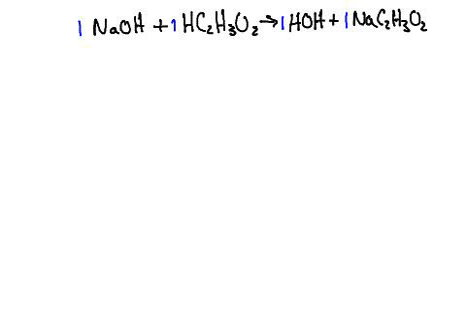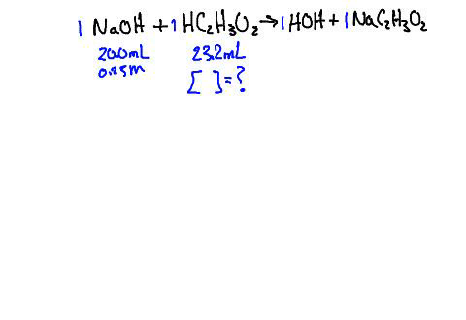So what do I know about our 20 milliliters, 0.25 molar sodium hydroxide, and then it's titrated with 23.2 milliliters of acetic acid to the phenolphthalein endpoint. What is the concentration? We're not asking for concentration of the reactants. We just want to find what is the concentration of the acetic acid.